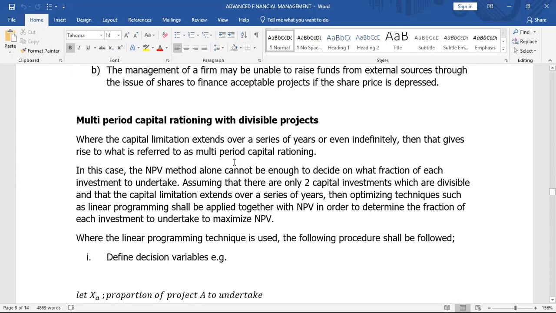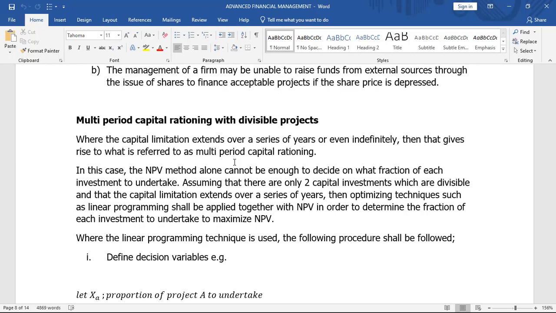Now, when you look at multi-period capital rationing with divisible projects, this is a question which was brought in May 2021, not December 2022. It was question 1B, talking about the limitations of divisible and indivisible projects. And the question was earning us very good marks.